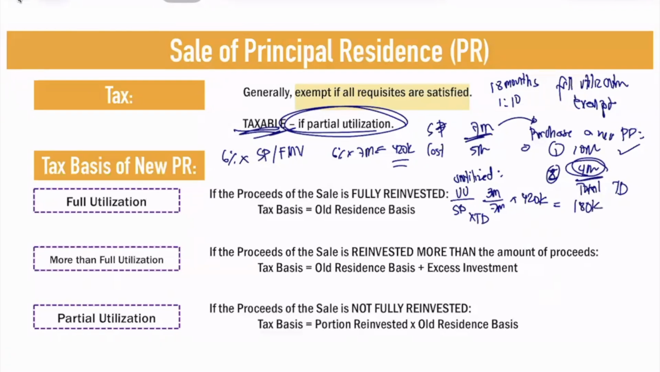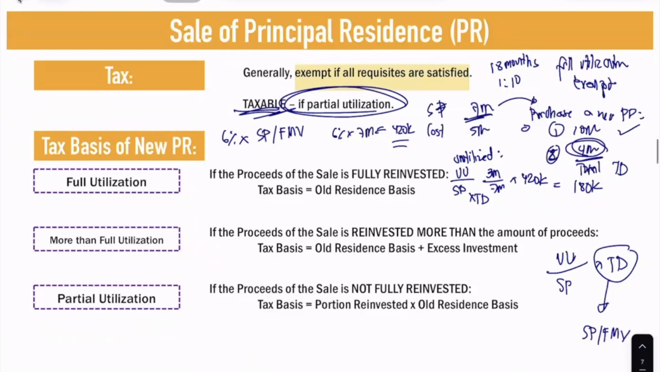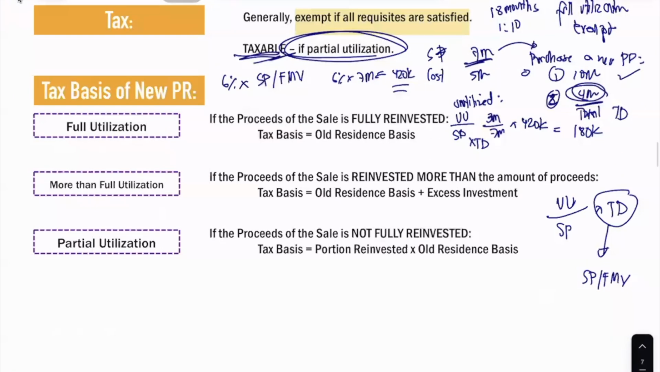Sir, why is that the formula? Unutilized over selling price times tax due. Because normally, the basis of the tax due, again, is the selling price or fair market value. Okay, let's say for example, take note of this. If the selling price is 7 million, the cost is 5 million. But the fair market value of the property is 8 million.